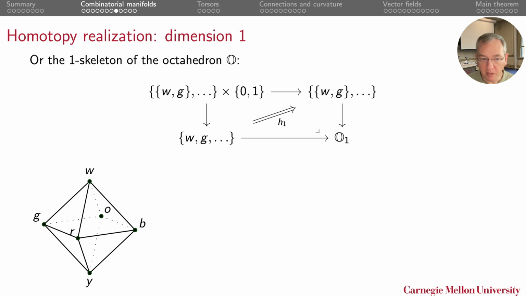Or we can form the one skeleton of our octahedron. So here are the 6 vertices. There's 12 edges listed here, and we push them all out, and we get something we can call bold O1, and it's this without the blue faces.